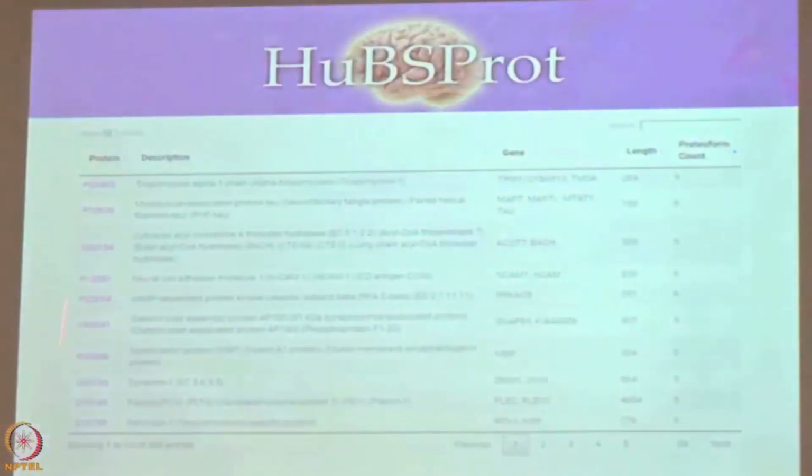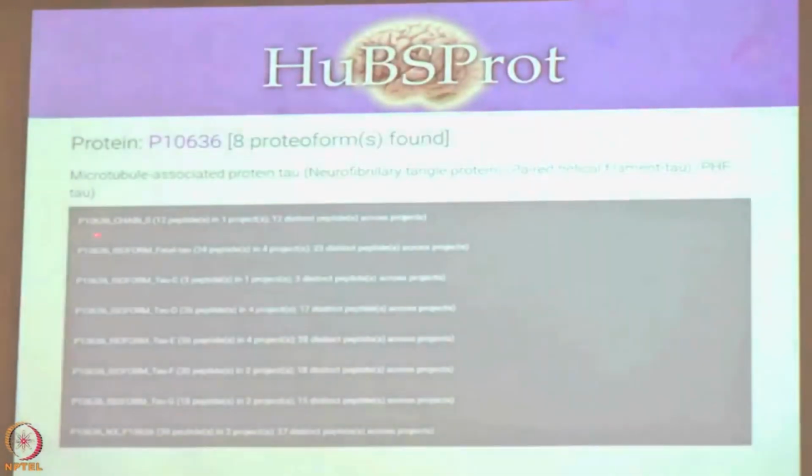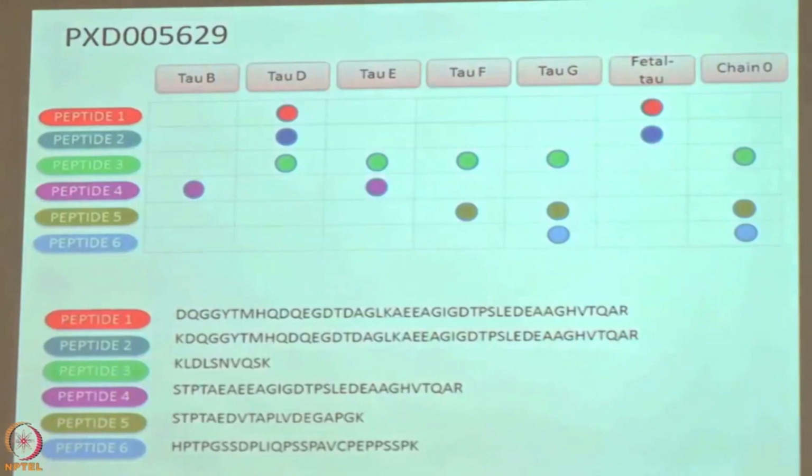These are all the proteins, their function, their gene names and the number of proteoforms each of them has. For example, for tau protein, if you look into it, you see the various proteoforms of tau available, seen in how many different projects, and how many distinct peptides were identified in that particular protein. But then this came.